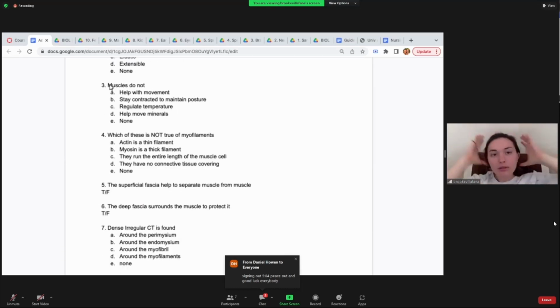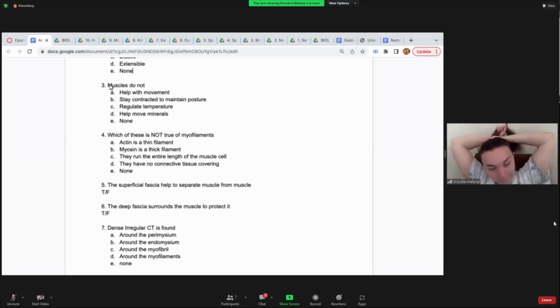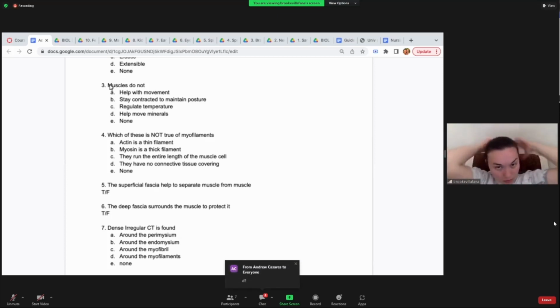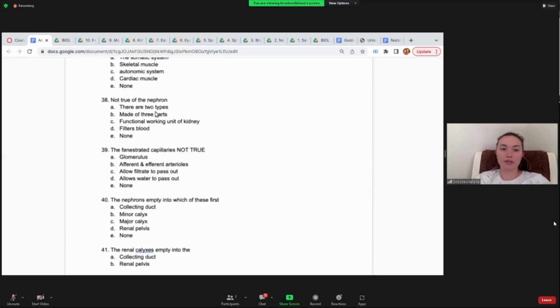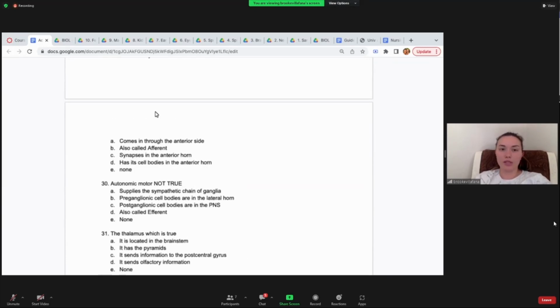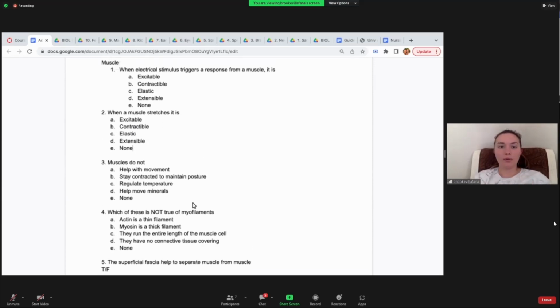Question 3: muscles do not do which of these? Okay, so I would also say D. D is kind of tempting because it sounds a little weird, help move minerals, but they actually do help with the movement and the storage of materials and different substances. So I think we're going with E because all are correct. Let me make sure I wasn't on some other thought. No, I did go with D because I have materials. That's kind of a tricky question. Probably a little too complicated.